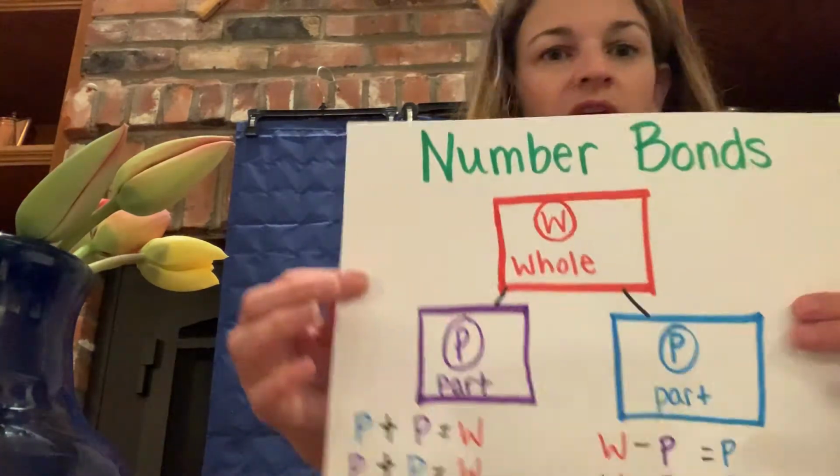An organizer is really helpful to use when there's a lot going on in the problem, when there's too many words and you just need to know what the numbers are. You need to know what the facts are. And one of the organizers that you're already really familiar with is a number bond. So here's the number bond that we've been working with.